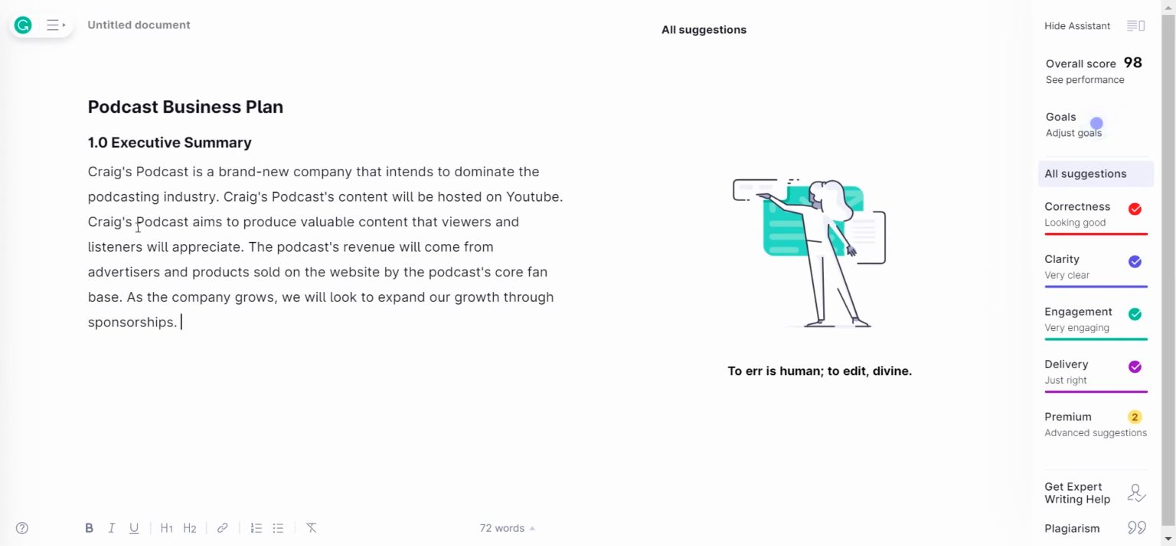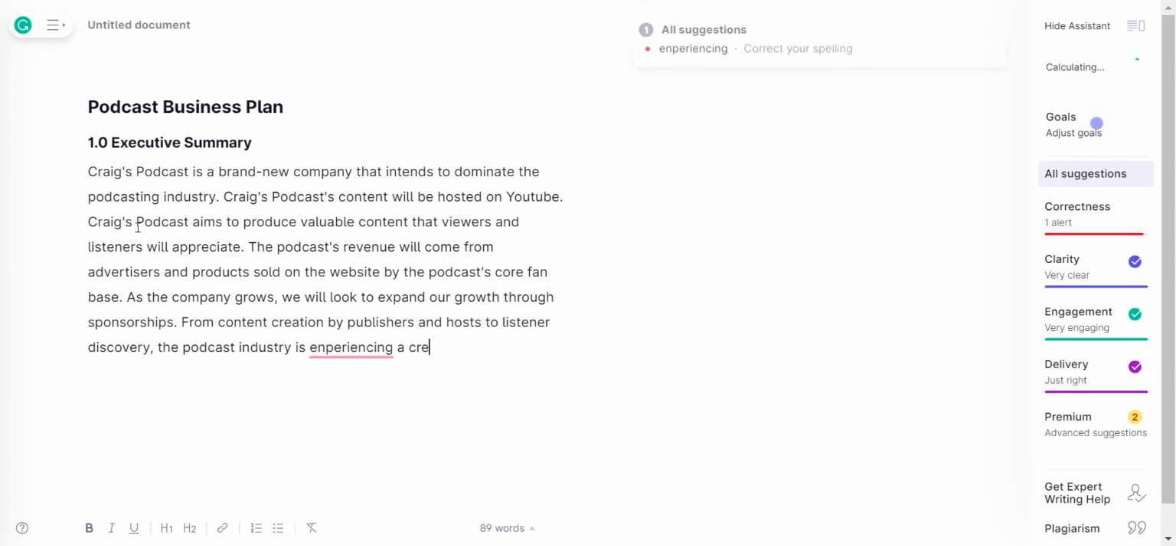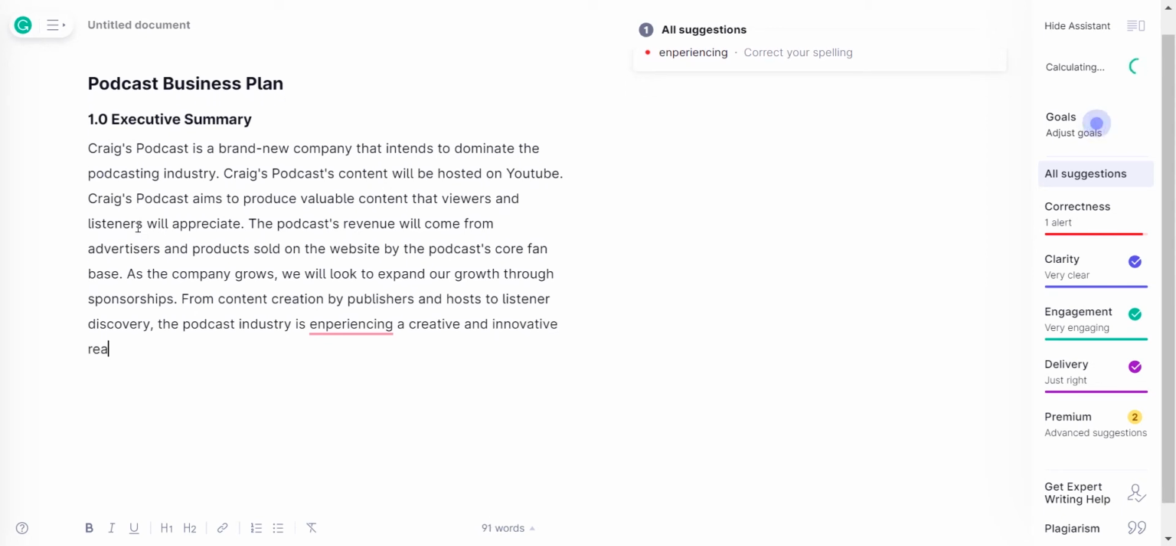So you want to be thinking in those terms as well. It says, as the company grows, we will look to expand our growth through sponsorships. And then we're going to say, from content creation by publisher and host to listeners discovery, the podcast industry is experiencing a creative and innovative renaissance.